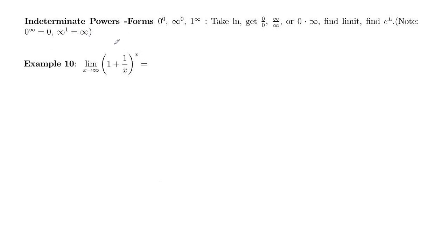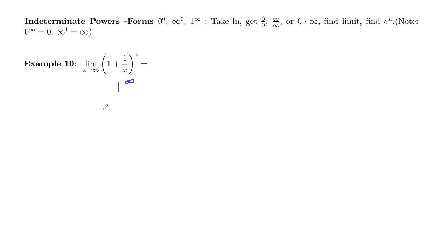So let's look at an example here. Limit as x goes to infinity, 1 plus 1 over x to the x. So this 1 over x is going to approach 0. So the base here looks like 1 plus 0 or 1. And then our exponent x there goes to infinity, so that's 1 to the infinity, so that's an indeterminate power.